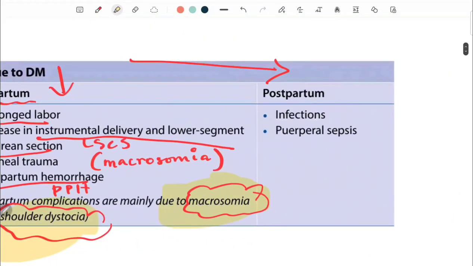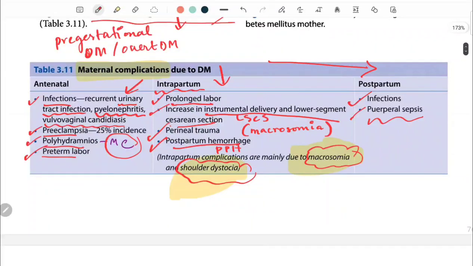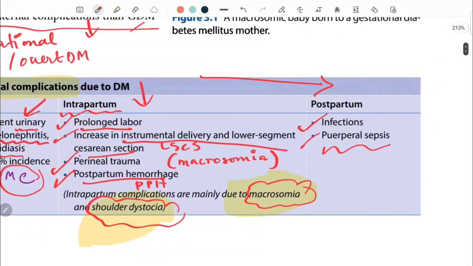Last are the postpartum complications in case of DM: again infections and puerperal sepsis. To recap, the antenatal complications are infections and the 3 P's: preeclampsia, polyhydramnios, preterm labor. For intrapartum complications, remember macrosomia and shoulder dystocia, therefore prolonged labor, perineal trauma, postpartum hemorrhage, instrumental delivery. Postpartum complications are only infections and puerperal sepsis.